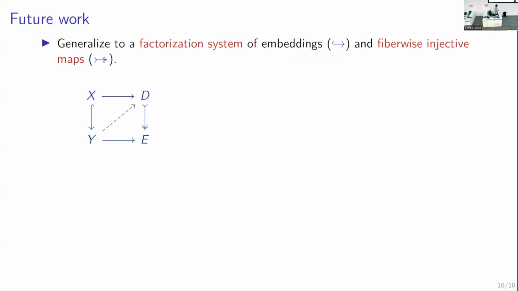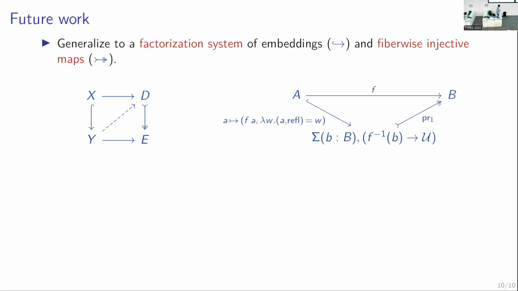And then, in fact, you can prove that if you're given a square like this, you can find extensions. This is just done by extending, just like with injective types. And you can also factor maps. So any map f factors as an embedding followed by a fiber-wise injective map. So this is already in Agda, but I have to explore this factorization system more. But I just wanted to check these properties. So those are already formalized.